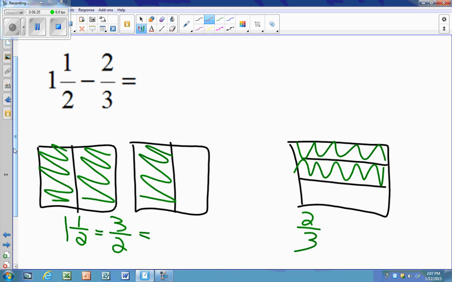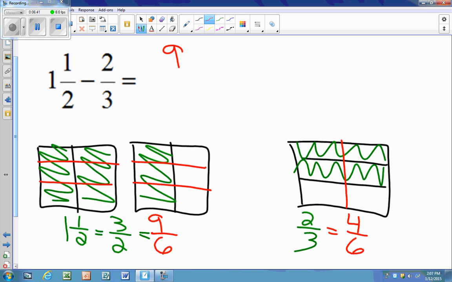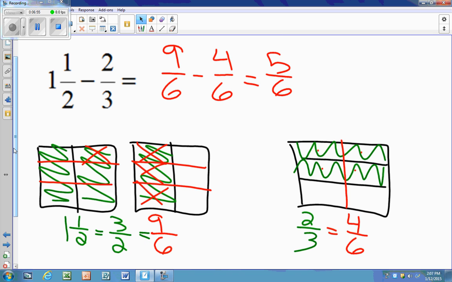Now I'm going to write my other lines in, my horizontals, and then my verticals. And I notice now I'm working out of sixths, and over here I have 9/6. And over here I have 4/6. So my new problem is 9/6 minus 4/6. And so now we're going to go through. We have 1, 2, 3, 4. So I cross off 1, 2, 3, 4, and I end up with 5/6. And that is how I subtract numbers that are greater than 1 but less than 2.